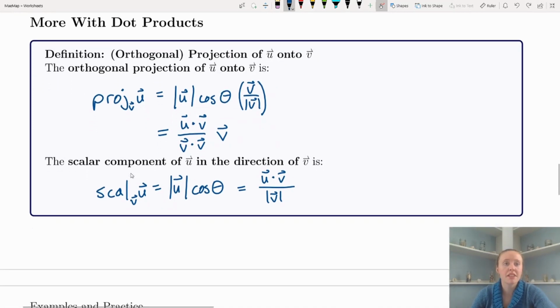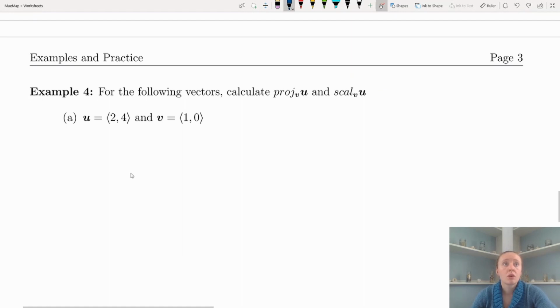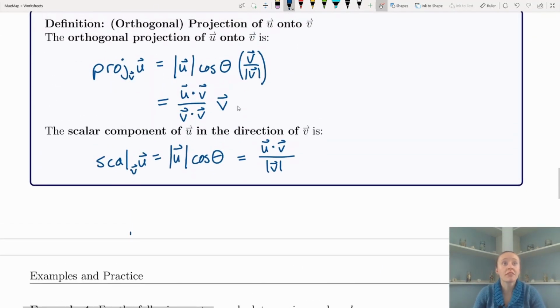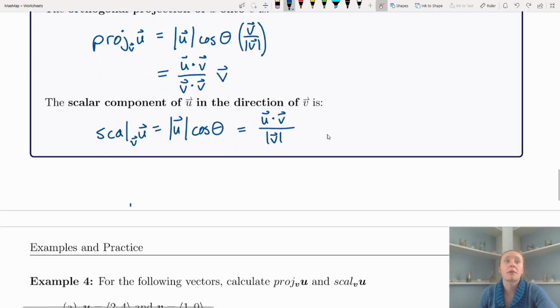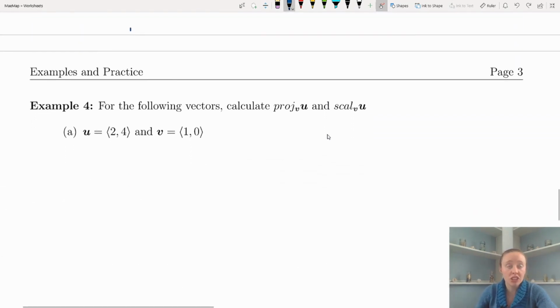So let's actually apply these now. In example 4, we have parts A and B where we're going to calculate the projection and we're going to calculate the scalar. Now I don't know the angle between these, I don't know that cosine of theta, so I'm going to shy away from using that formula. However, I think it'd be pretty easy to use this formula to find the scalar, and then I can multiply that by the unit vector of v, or I could start with finding my projection and then find the magnitude of my projection to get my scalar, because my scalar is the magnitude of my projection. So let's do it that way first, just to show you.